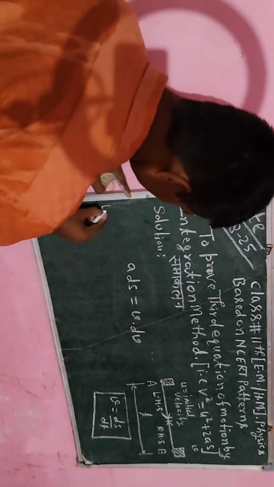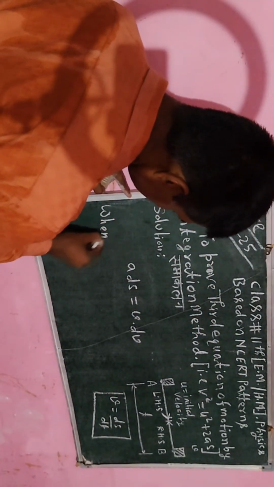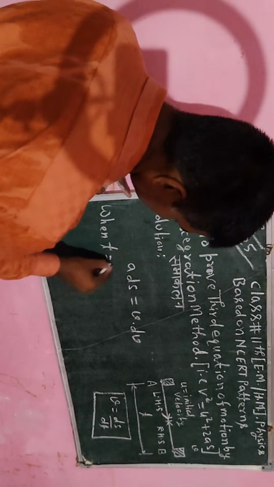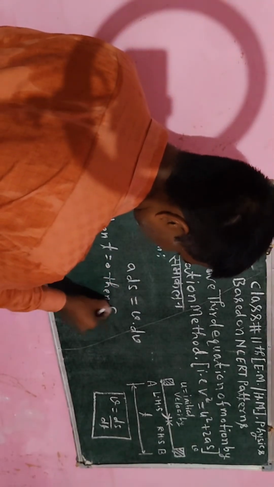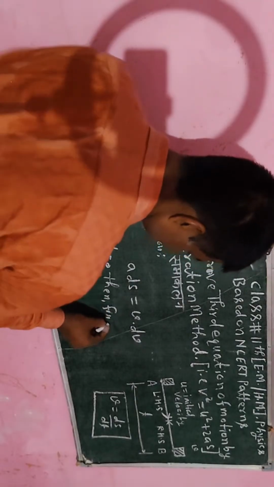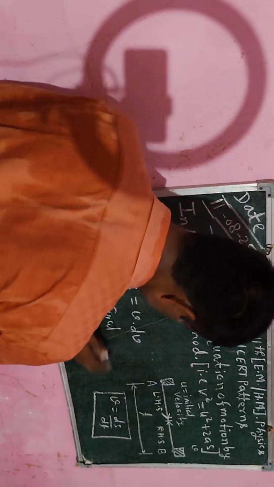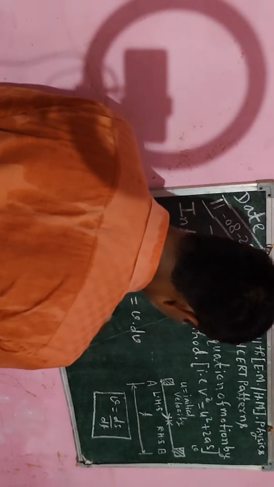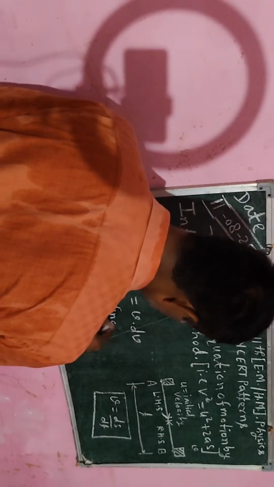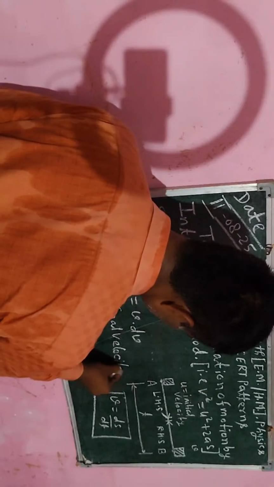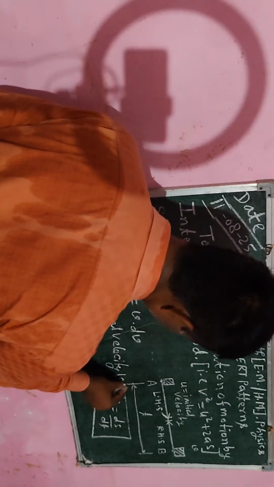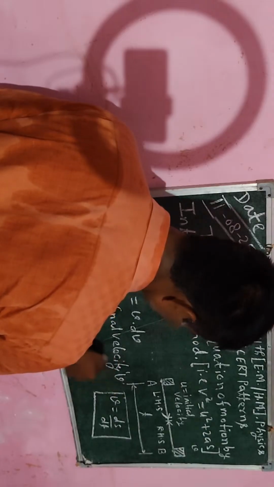I will write: when t is equal to 0, then the velocity will be u. Okay, and when time is t, the final velocity will be v.